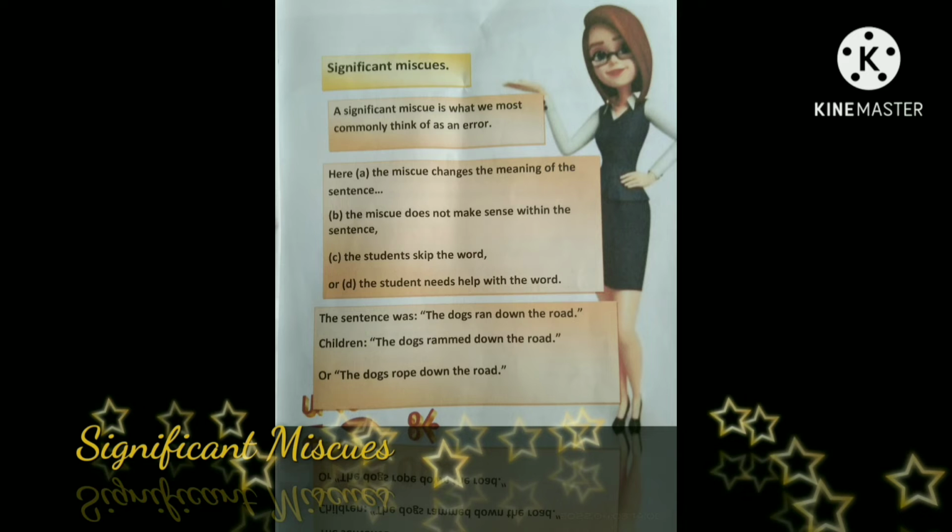The sentence was, the dogs ran down the road. The children will read it, the dogs ramped down the road. Or the dogs roped down the road. This would be significant miscues as they fundamentally change the meaning of the sentence. This tells us that there is a word identification problem.